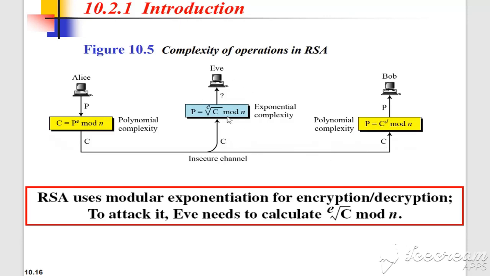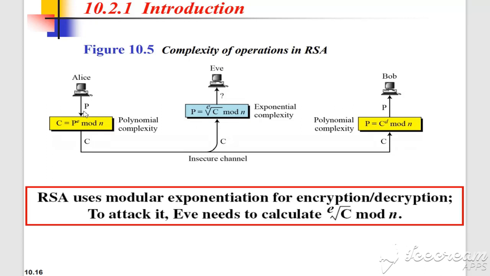But here is a third person, Eve, who will interfere in the conversation. Let us suppose she gets the cipher text in between, and she tries to get the plain text from it. What she will do is calculate the plain text by using the eth power of c mod n.